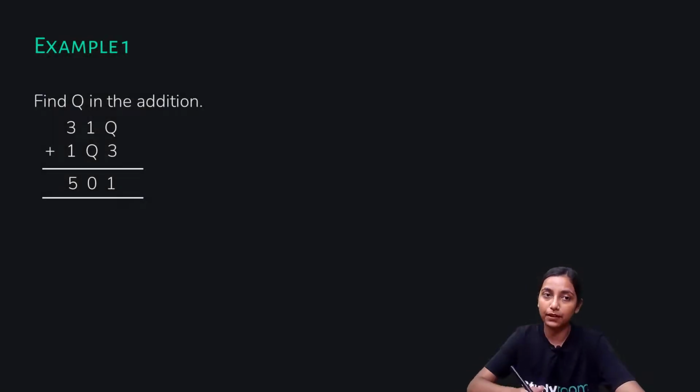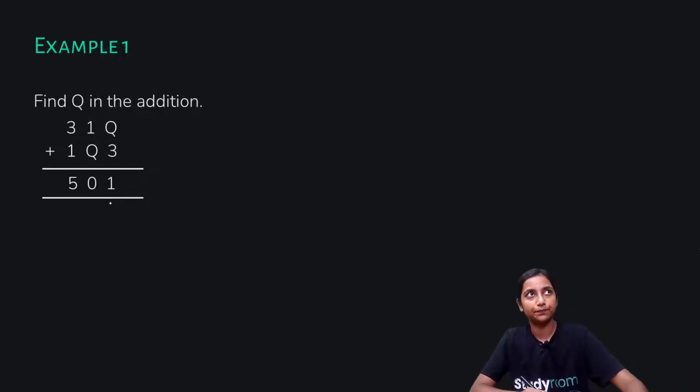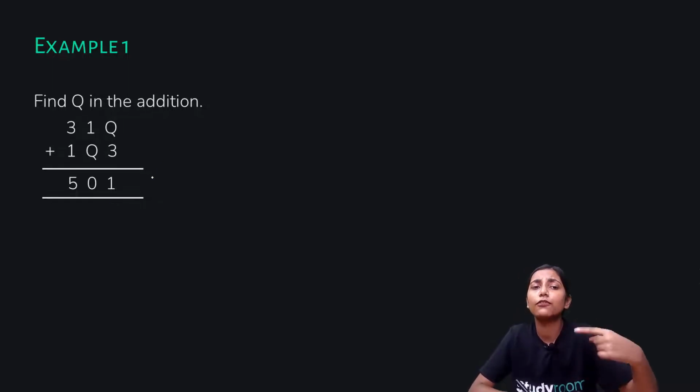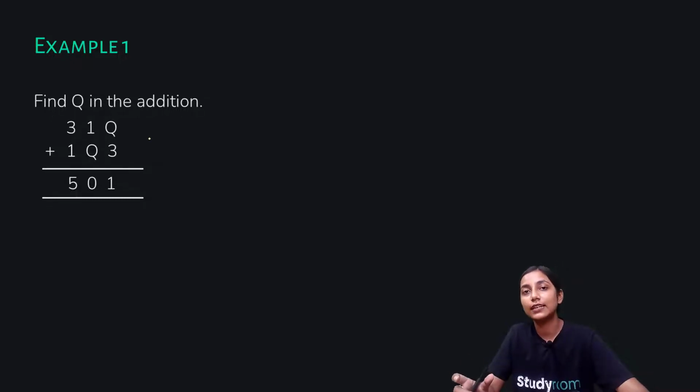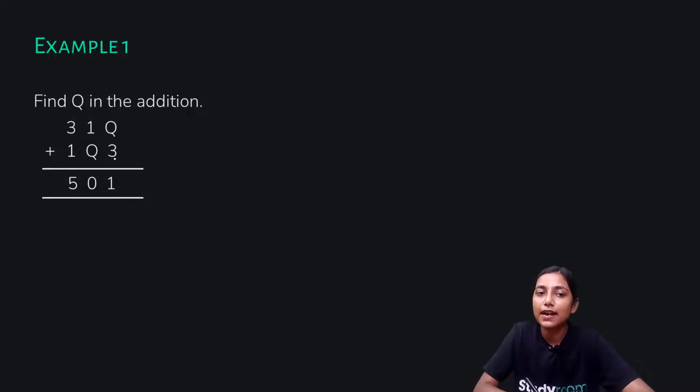So, these were the rules. Now we have example number 1, and we need to find the value of Q, that is, which digit this letter Q stands for in this addition question. So what are we given? When we are adding Q and 3, we are getting 1. You have to think about the value of Q such that when you add 3 to it, you will get your ones digit as 1. So after 3, what number has the unit place digit as 1? That is 11.